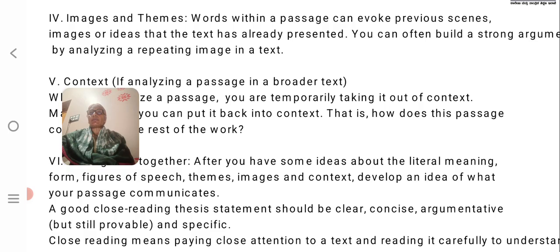Close reading means paying close attention to a text and reading it carefully to understand. It is an important alternative to superficial reading of words in a text without actually understanding what they mean or what the author was trying to say.